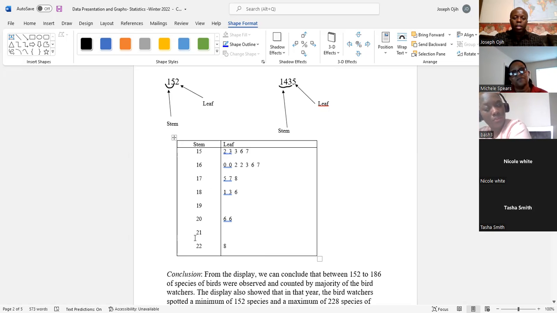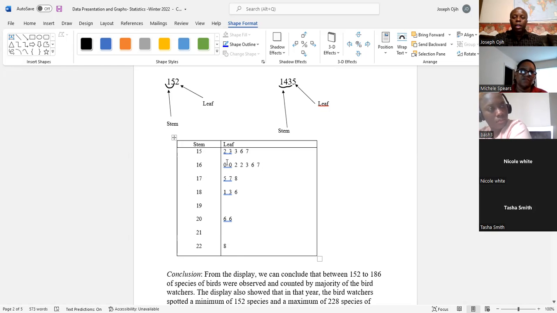And the largest amount is 228. Am I right? So during that season, the bird watcher spotted a minimum of 152 species and a maximum of 228 species. That's one way of interpreting it.